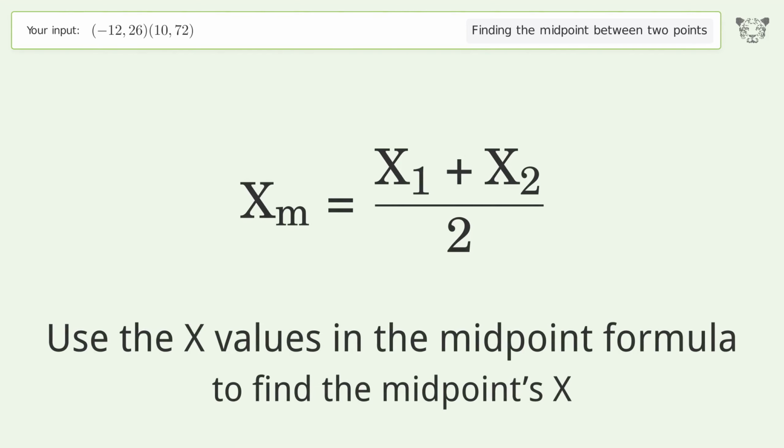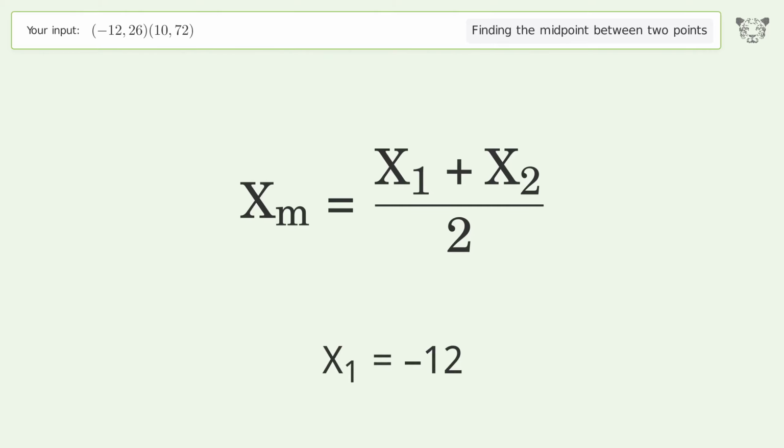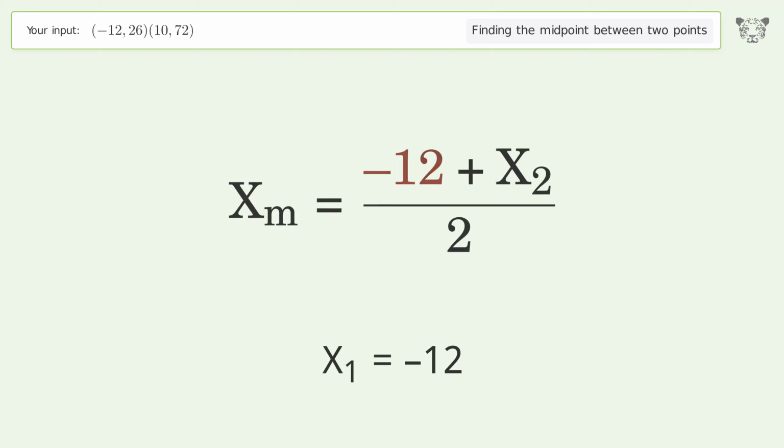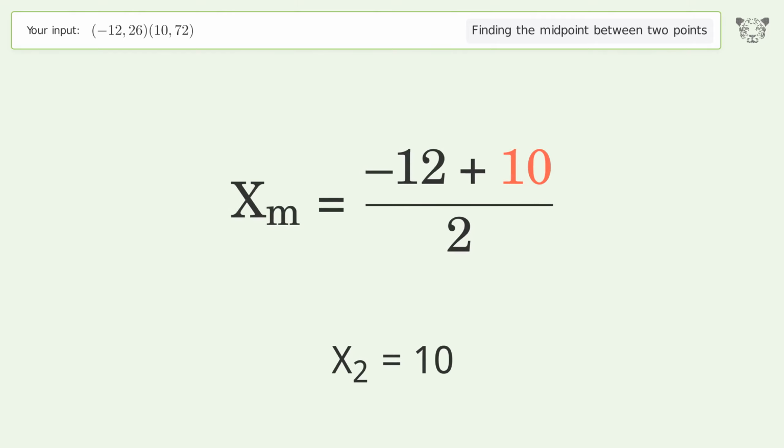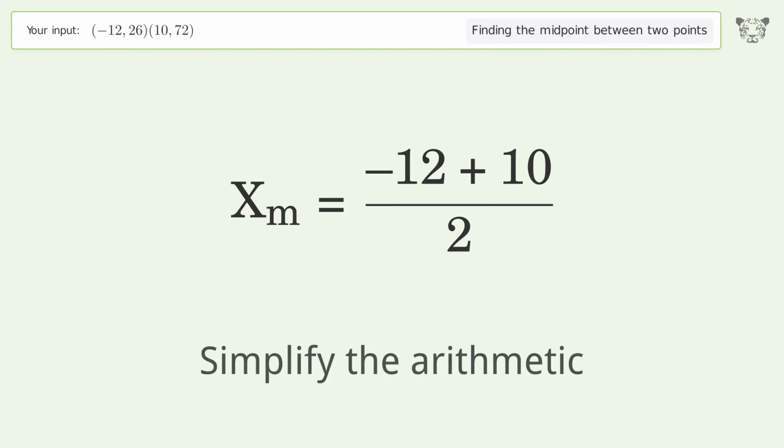Use the x values in the midpoint formula to find the midpoints x. x1 equals -12. x2 equals 10. Simplify the arithmetic.